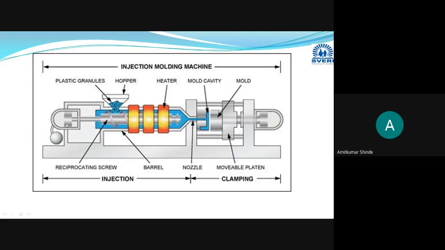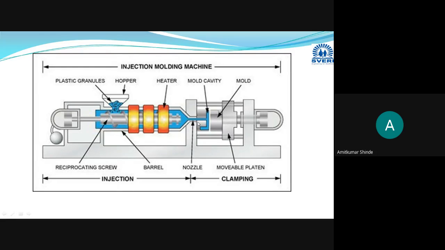And if you have used a screw arrangement, with the help of the reciprocating screw, to apply the required force to inject the melted plastic raw material into the mold cavity with the help of this nozzle, then that will be screw type injection molding. So this is the injection operation. Here force will be applied, and through the nozzle it will be injected into the mold cavity.